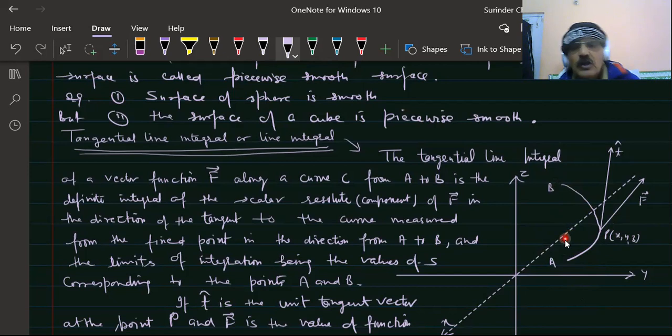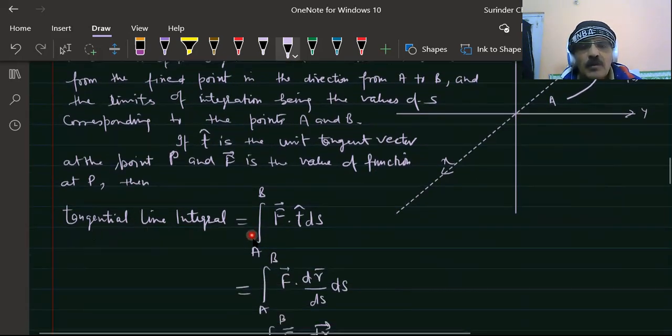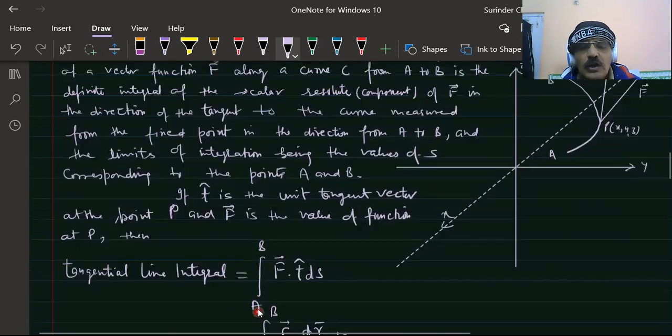The limits of integration are the values of s corresponding to the points A and B, the integral from the value of s at this point to the value of s at this point. This is the curve, so this is called the line integral. If t cap is the unit tangential vector at any point P and F is the value of the force at P, then the tangential line integral along the curve from A to B is the integral from s at A to s at B of F dot t. The scalar resolute means the scalar component of the force in the direction of t, with limits of s, so we are integrating with respect to s.